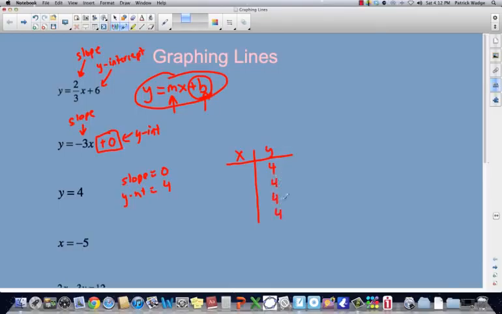Y is always 4. What can x be? Anything. No matter if I put -2 here, y is still 4. Or if x is 0, y is 4. Or if x is 3, y is 4. If x is 10,000, y is 4. Y is always 4. Okay, so there's two ways you can think of it. You can think of all the points where y is 4, or you can think of it with the slope is 0 and the y-intercept is 4.